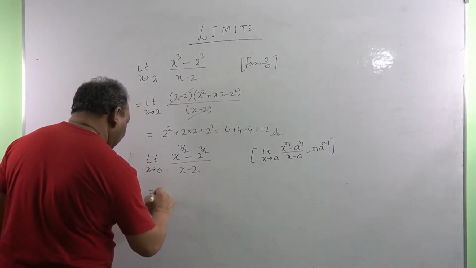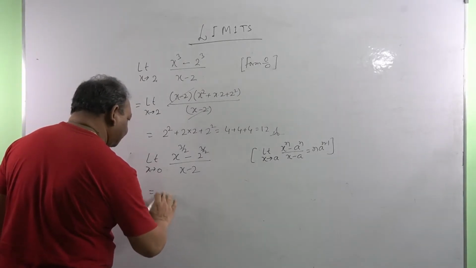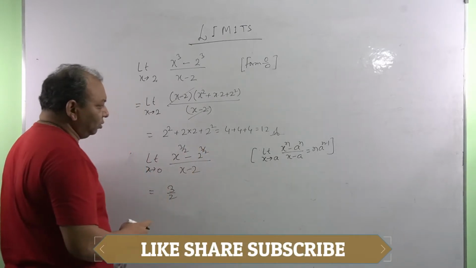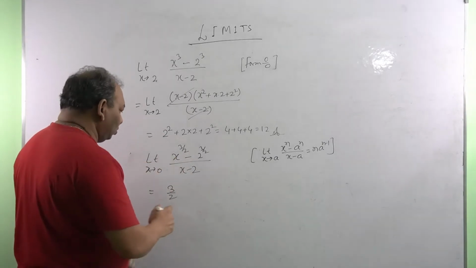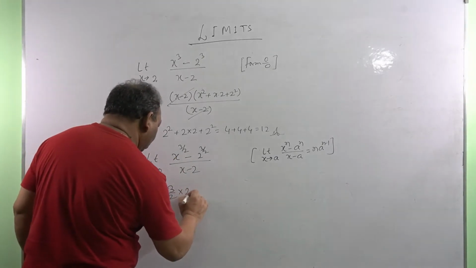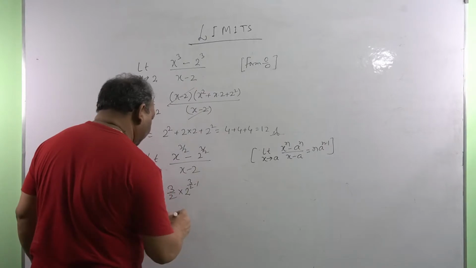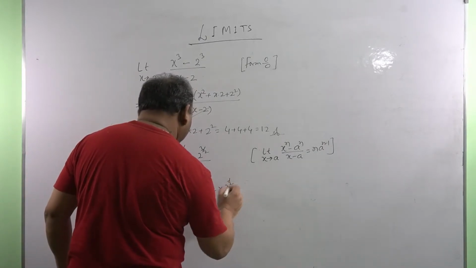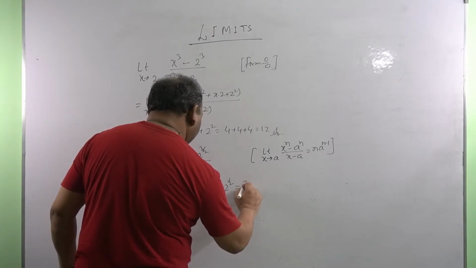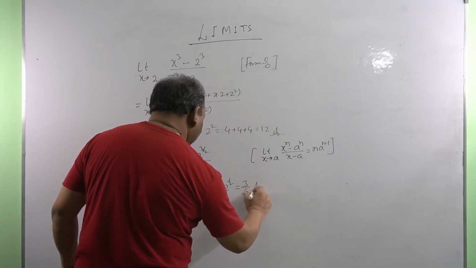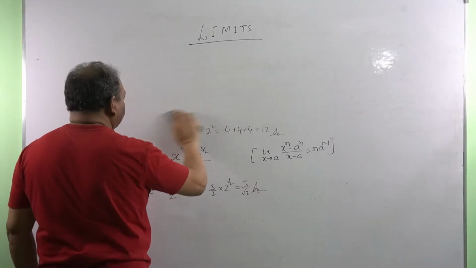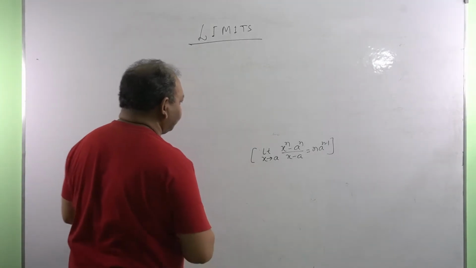So we can write here, n is equal to 3 by 2 and a is equal to 2, so 3 by 2 into 2 to the power 3 by 2 minus 1, that is 3 by 2 into 2 to the power 1 by 2, which is 3 by root 2. This is the answer of this question. Now prove this formula.